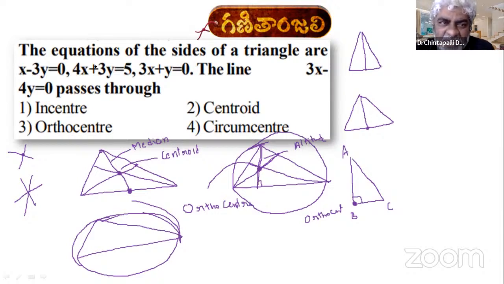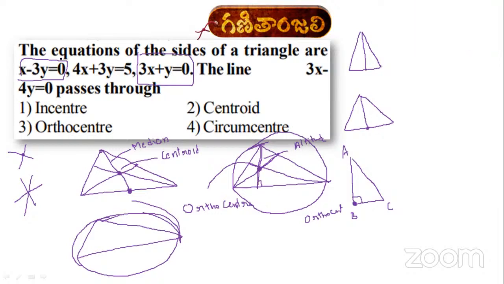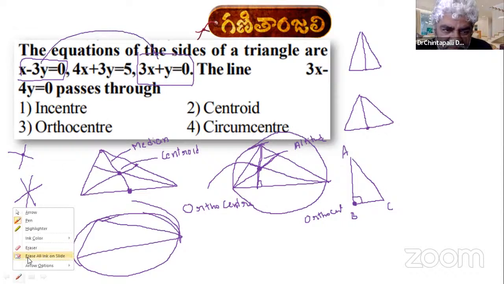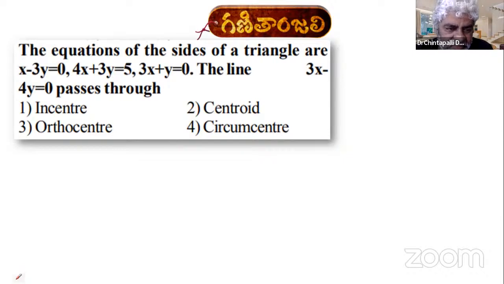See, what do you understand from these equations? x minus 3y is equal to 0. 3x plus 5 is equal to 0. How are these two lines? Perpendicular. Very good. These two lines are perpendicular. So we can draw a triangle. This is one line, this is another line.